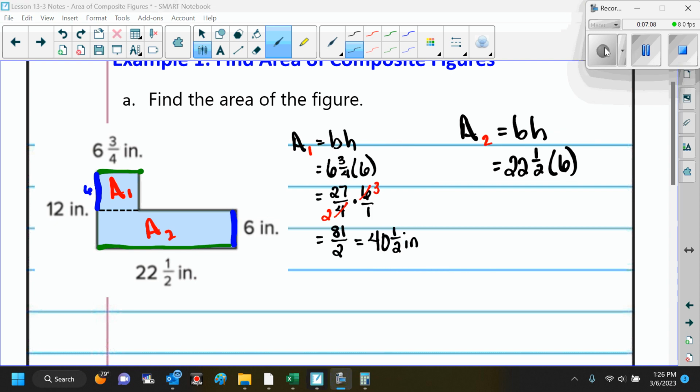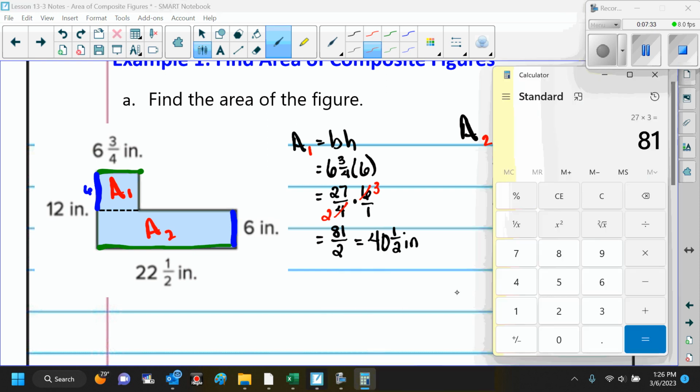So now we can simplify area 2. So I'm going to again change that to an improper fraction. So that's going to be 44 plus 1. That's 45 halves. And we're going to multiply that times 6. And again, we can simplify before we multiply. 2 divided by 2 is 1. And 6 divided by 2 is 3.